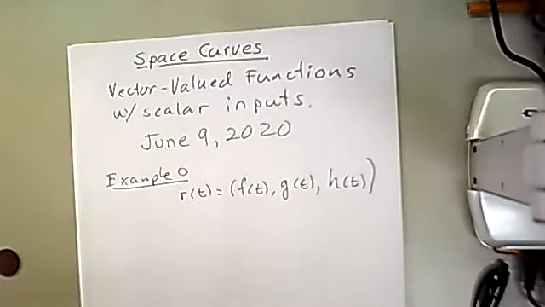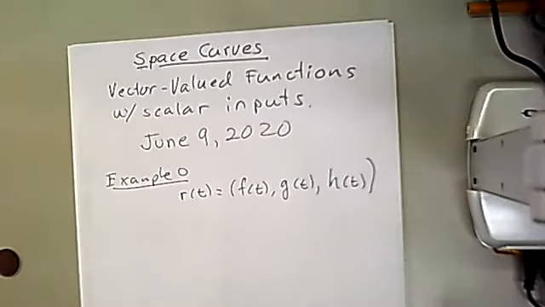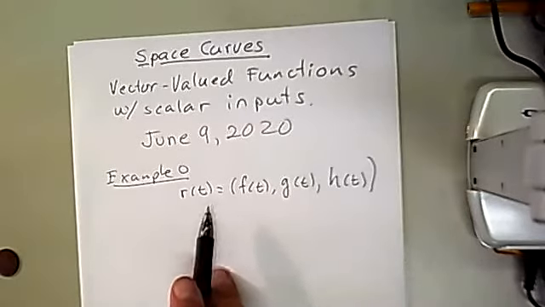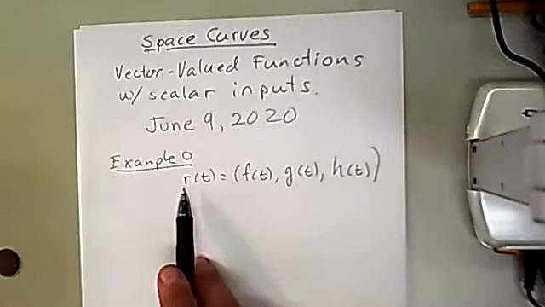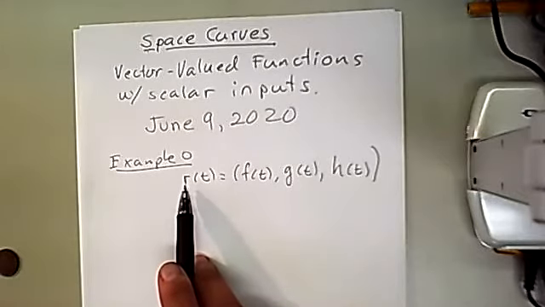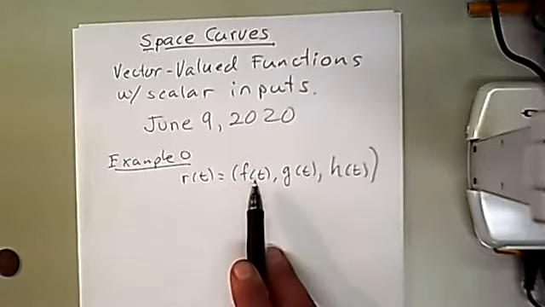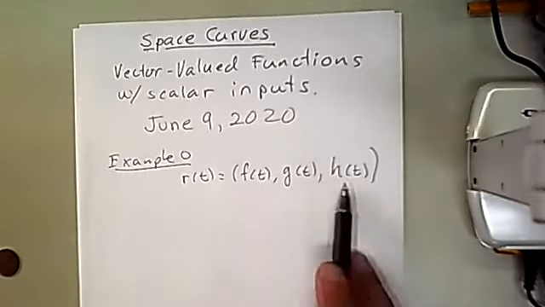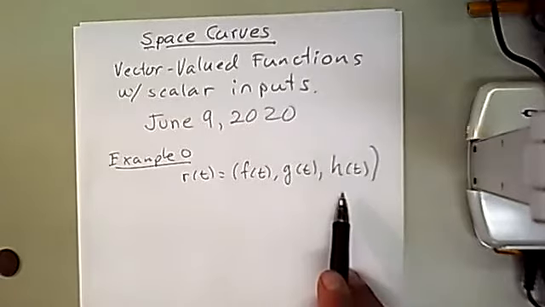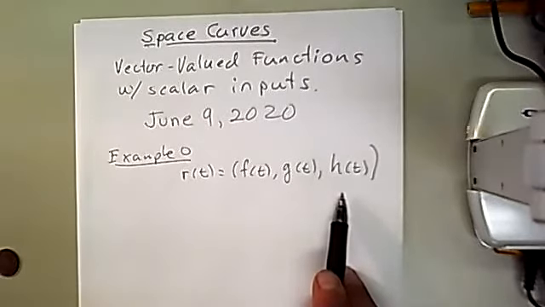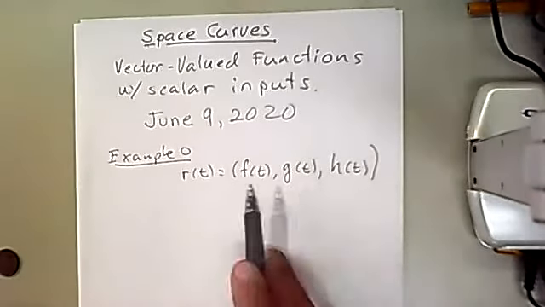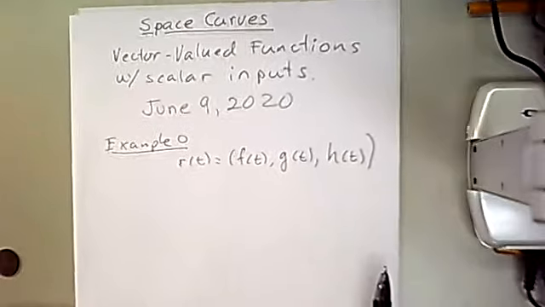Hello, we're going to talk today about space curves. As a first example, we have the straight line. Well, a space curve has this form. We usually represent it with R of t, a single scalar input, and then we have three outputs in the form of one vector. So the output counts as one vector made up of three components.